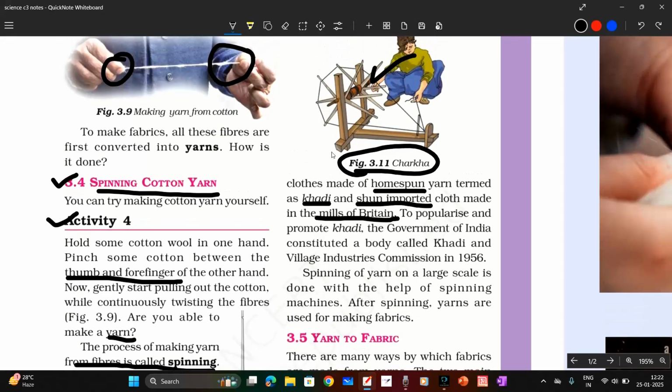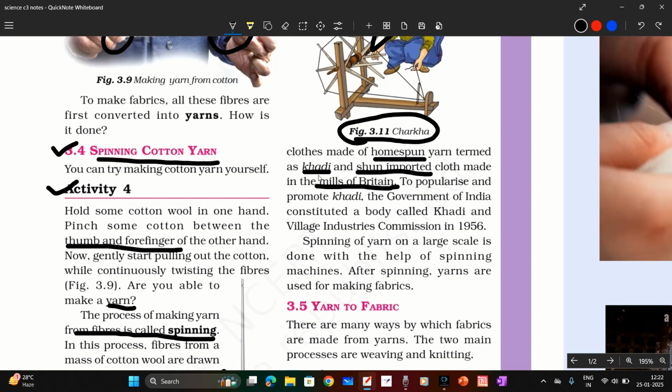He encouraged people to wear homemade clothes. Mahatma Gandhiji encouraged the people to wear cotton cloth made by themselves only. Its name is khadi. To popularize and promote khadi, the Government of India constituted a body called the Khadi and Village Industries Commission in 1956.